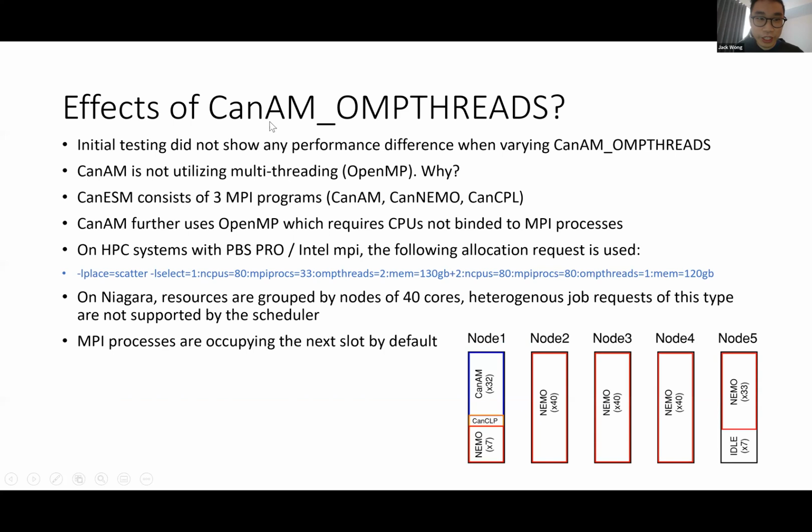After that, I tried to change the number of OpenMP threads for CAN AM, but initial testing did not show any performance difference when changing this number. And we tried to debug and find out what happened. So CAN ESM consists of 3 MPI programs, and CAN AM uses OpenMP, which requires CPUs not bound to MPI processes. On other HPC systems, we usually use the following request to request the ideal settings. But on Agora, because the resources are grouped by nodes of 40 cores, this request is not supported by the scheduler. So what happened is all the processes are clustered together, leaving basically no idle or unbound CPU for CAN AM.